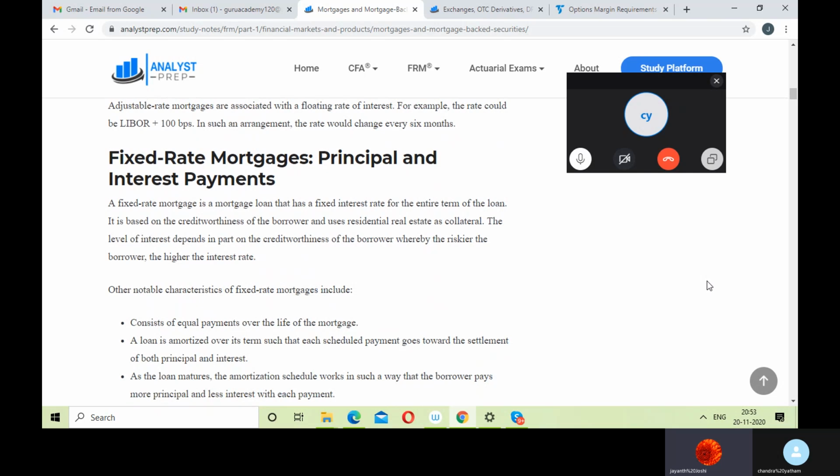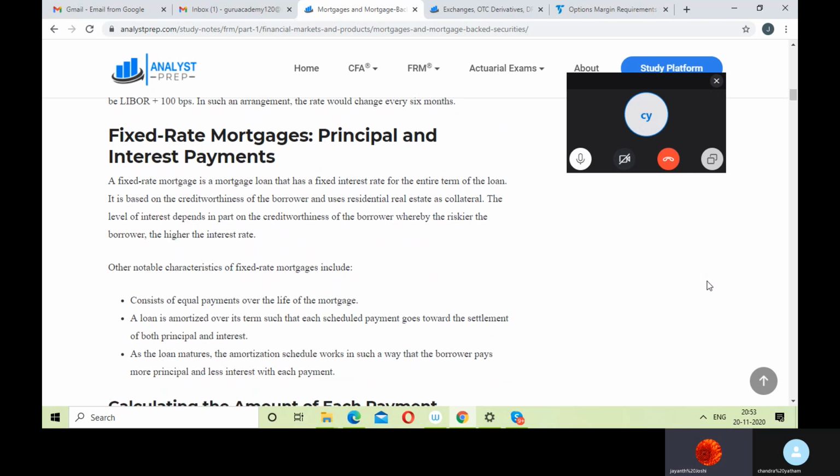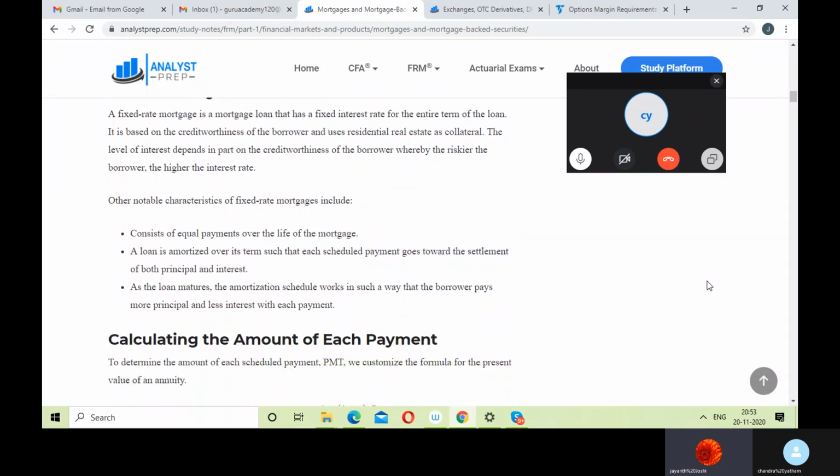Fixed rate mortgages: principal and interest payments. Now let's see about this. If you have taken a fixed rate loan by mortgaging your property, what are the principal payment and the interest payment you are going to make? Mortgage loans are given to people seeing their creditworthiness, whether the borrower is eligible. The level of interest depends upon the creditworthiness of the borrower: the riskier the borrower, the higher the interest rate. The low interest rate is for people whose profile is very strong and there is less risk to the bank in giving them loans. So it all depends upon that.